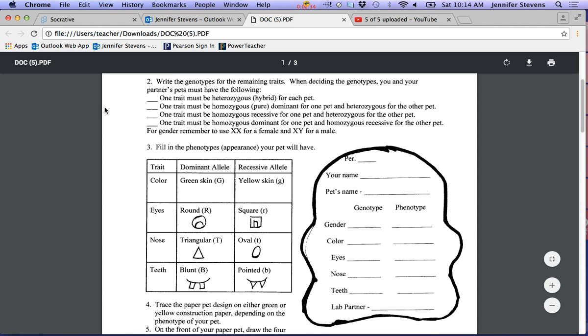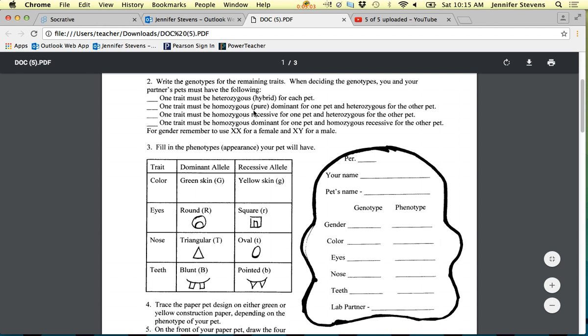So let's say here that for the first checkbox, I picked nose, and I said, okay, my nose is going to be heterozygous for both of my pets. So I can't use nose for the second one. I have to pick one of the other three. A different trait has to be homozygous recessive for one and heterozygous for the other. And then the last trait will be homozygous dominant for one and homozygous recessive for the other.